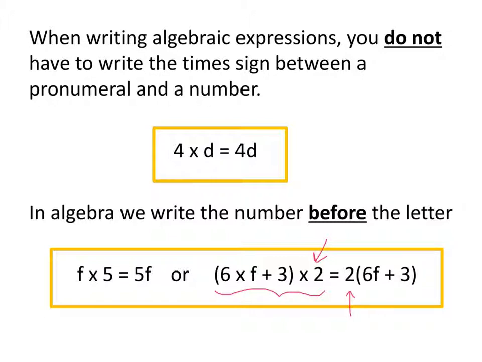Another good thing to know is that if we had, say my fish and chip order had one lot of fish, so that's 1 times F. In algebra we don't write that as 1F, we just write it as F. So if a pronumeral doesn't have a number in front of it, you assume that that number is really a 1. We just don't write it there.